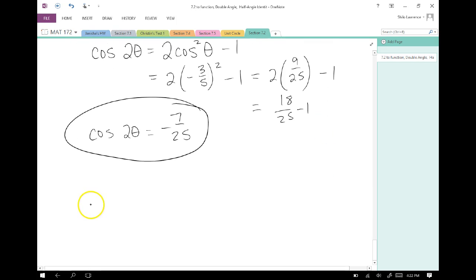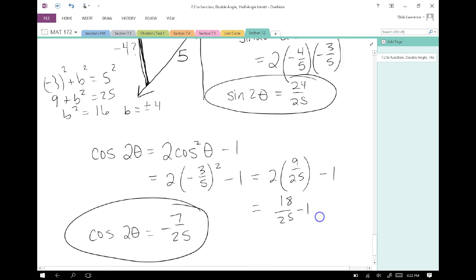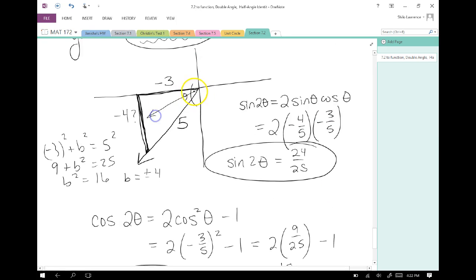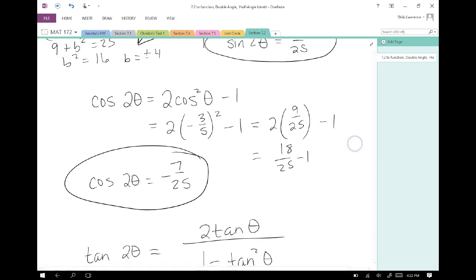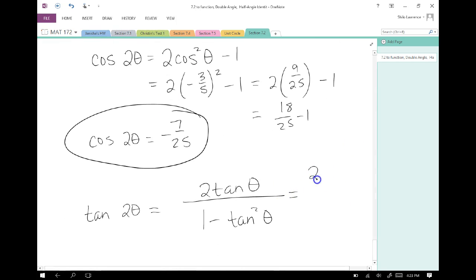And then finally, we want tan of 2 theta, and we will have to refer back to the triangle for this one because tan of 2 theta needs the tangent values, which are opposite over adjacent. So we'll look at our triangle for those. Tan of 2 theta is 2 tan theta over 1 minus tan squared theta. So tan is opposite over adjacent. Negative 4 over negative 3, but it's a double negative, so it's going to change to positive 4/3. So 2 times 4/3 over 1 minus 4/3 squared.